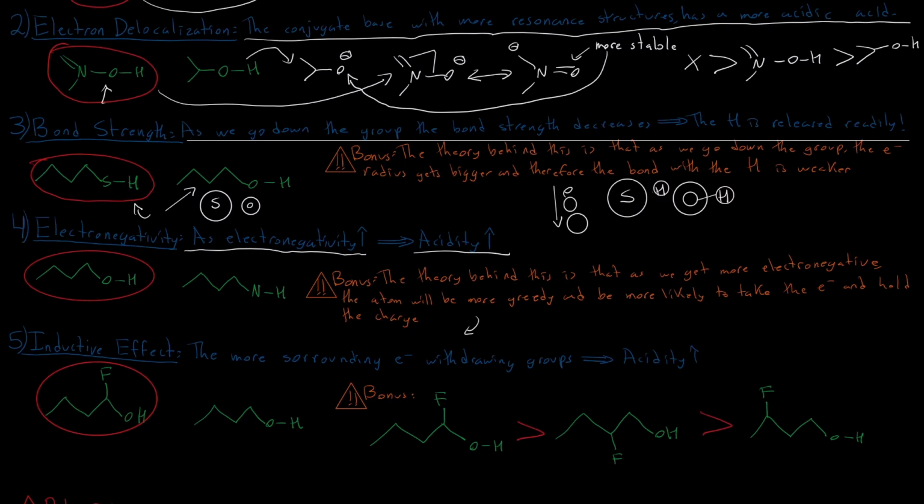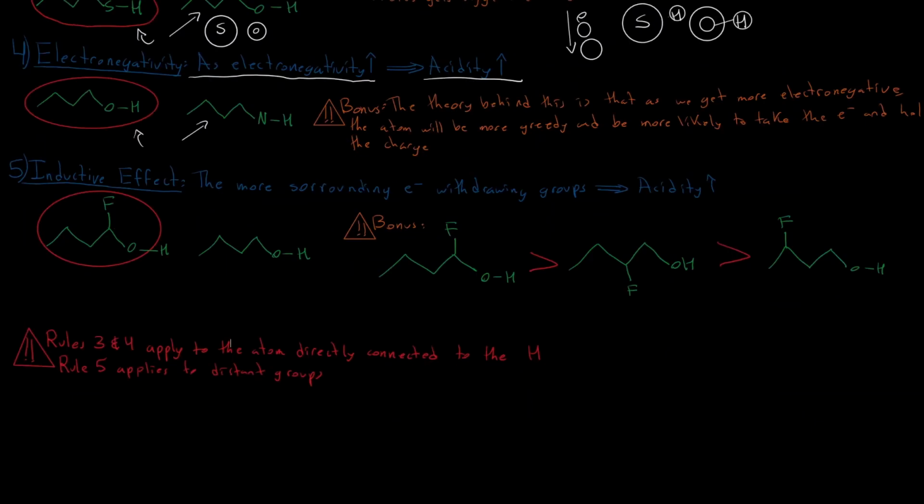Therefore, in the example shown here to the left, the compound with oxygen bonded to the hydrogen would be more acidic than the compound with nitrogen bonded to the hydrogen. So finally, we have the fifth rule, which is the inductive effect. It sounds scary, but it's actually the easiest rule we've done so far. It states that the more surrounding electron withdrawing groups we have, the higher the acidity.